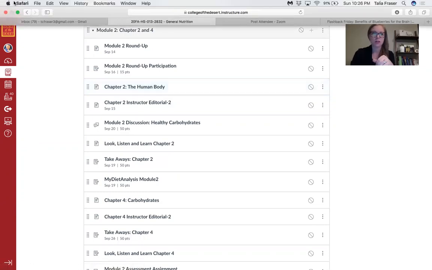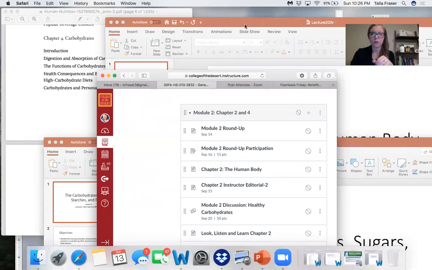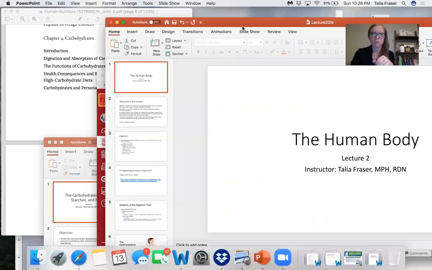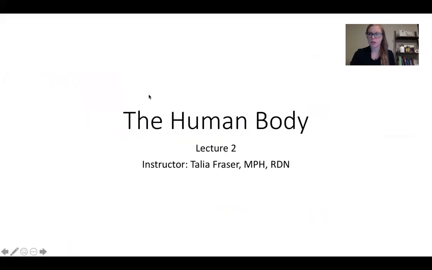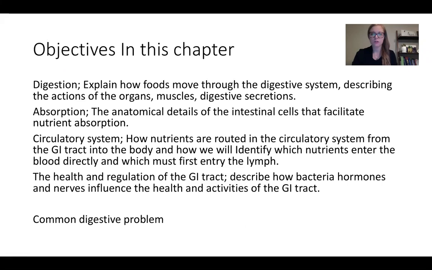So let's get started into chapter 2 on the human body. Hopefully you can see my screen and it looks okay and you can hear me okay. The objectives in this chapter: we're going to explain how food moves through the digestive system, describing the actions of the organs, the muscles, digestive systems, and more, and also what absorption is. Hopefully most of you have taken anatomy and physiology, or you're going to take it, so some of this is a review and some is a little bit fresh, but that's okay.